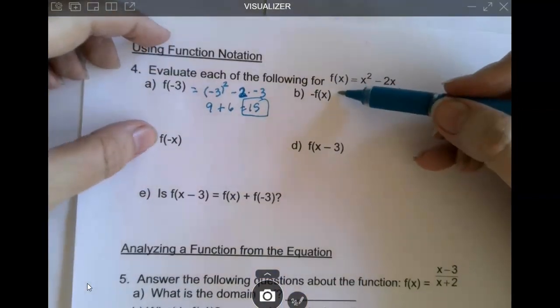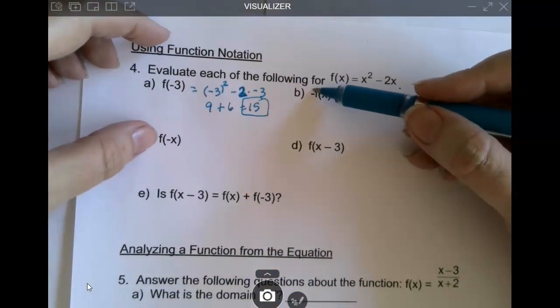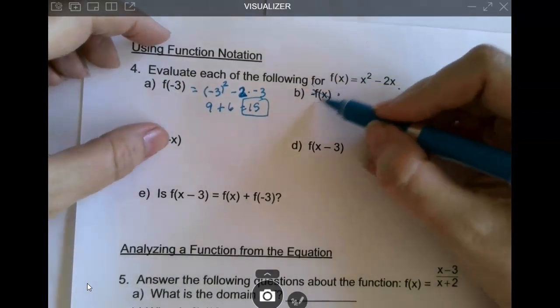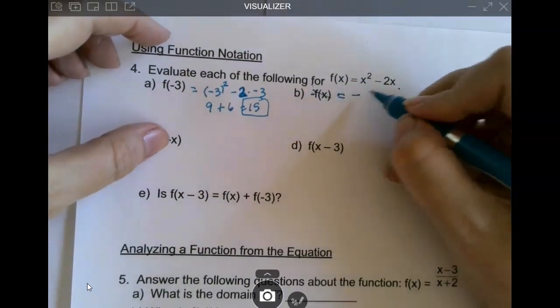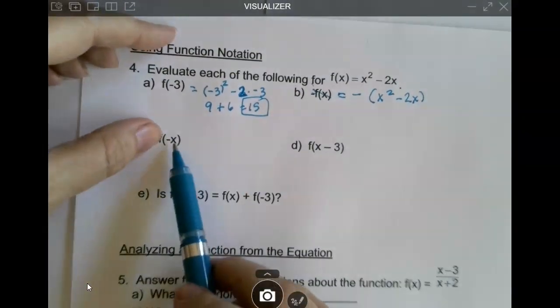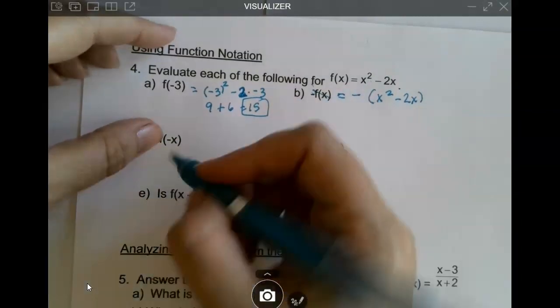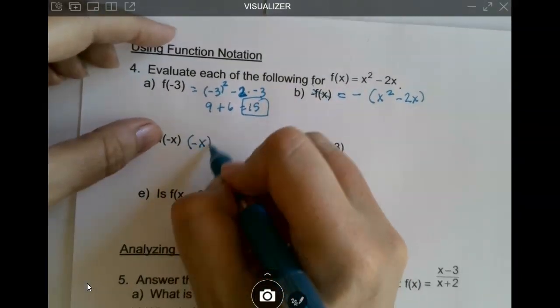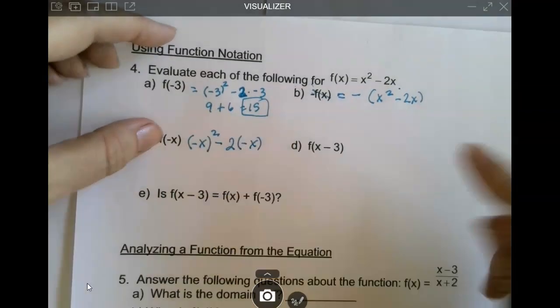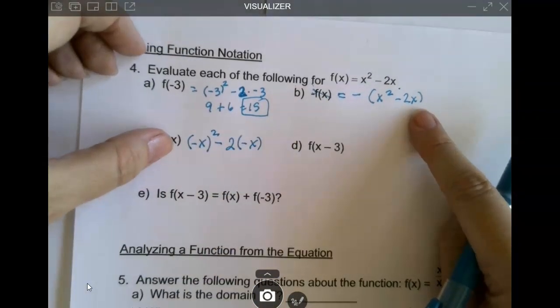Now these two, notice the difference in these two. Here it says to put the negative out front, and here it says to put in a negative x. So this one it wants me to put the negative out in front, like this. This one is different. It wants me to put the negative in every time I see the x. So here I'm going to put in negative x squared minus 2 times negative x. Notice these two are not the same thing.